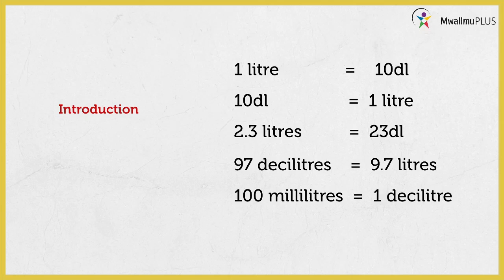What about 97 deciliters if I convert them into liters? I divide that 97 by 10. When I do division, I will find that the decimal point will move from the right to the left and it will land between 9 and 7, and that will give me 9.7 liters.